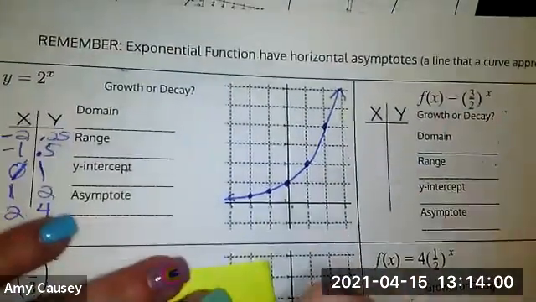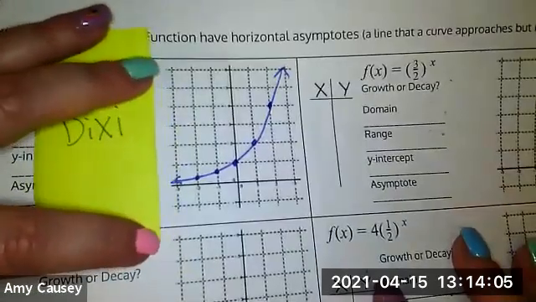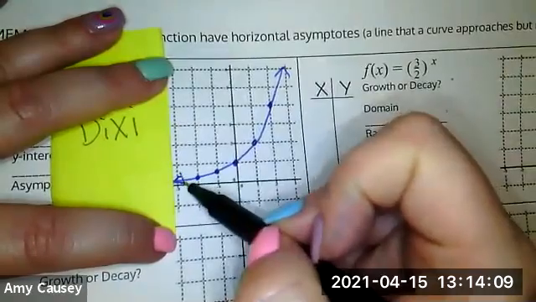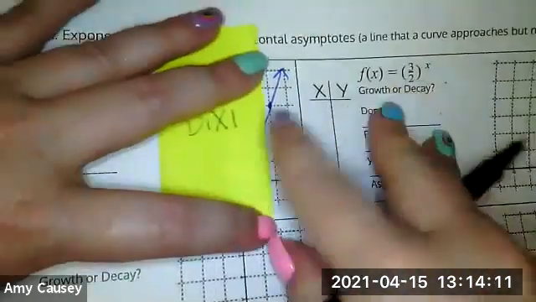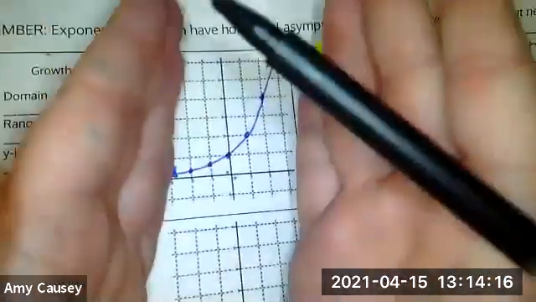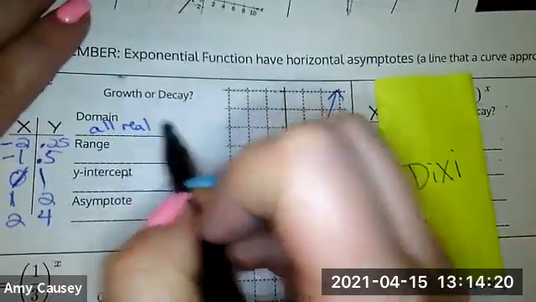So here's Dixie. Dixie's going to go left to right. So does Dixie stop here? And the answer is no, because there's an arrow. Does Dixie stop over here? No, because there's an arrow. So since we don't actually stop anywhere here, this would be all real numbers.